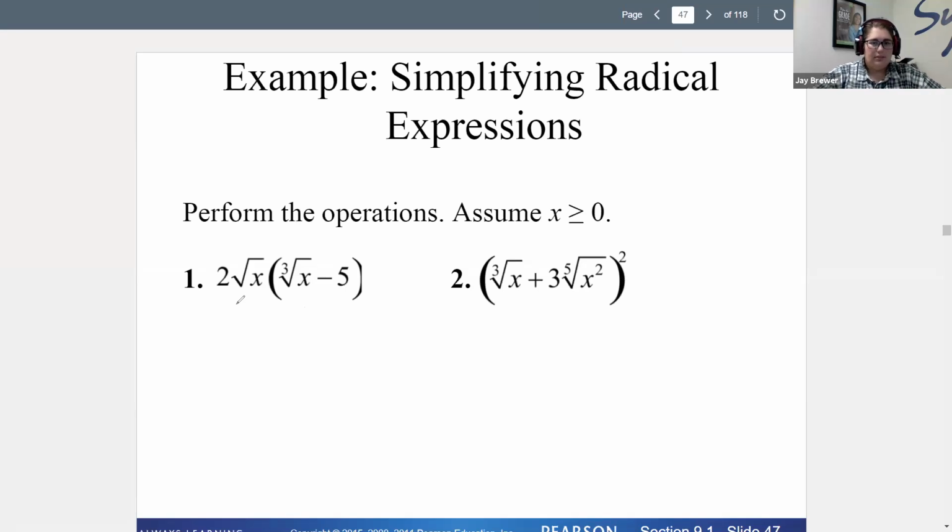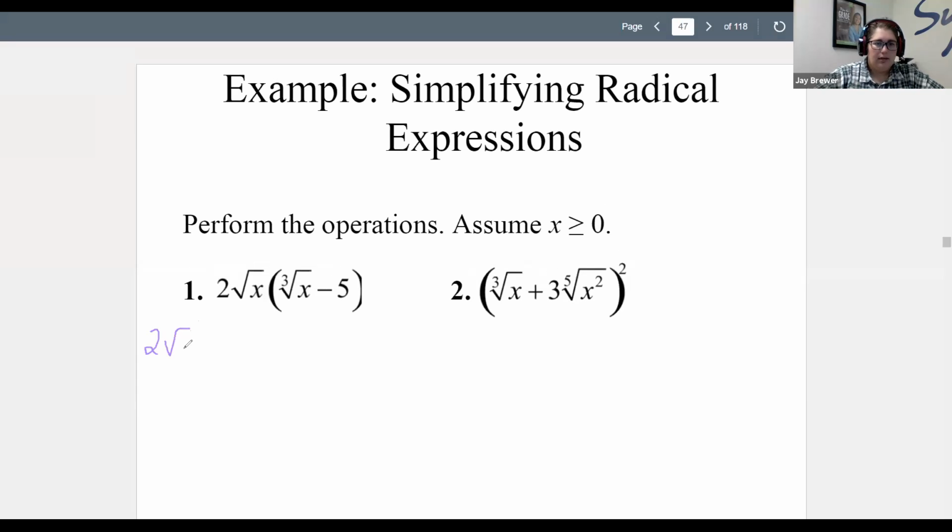So first things first, let's go through and distribute it, and then we'll figure out what we have to do. So 2 square root of x times the cubed root of x minus 2 square root of x times 5. That 5 is on the outside. So actually, let's just write it a bit better.